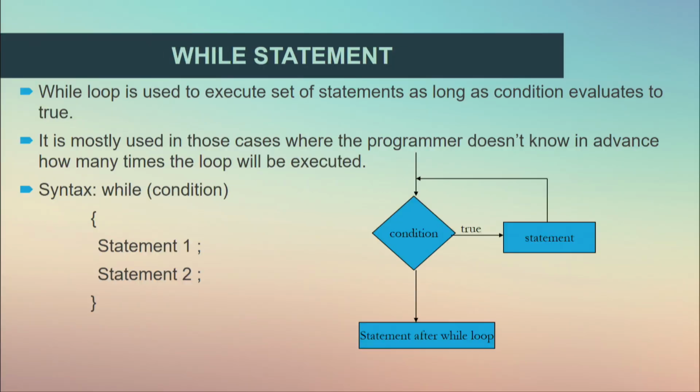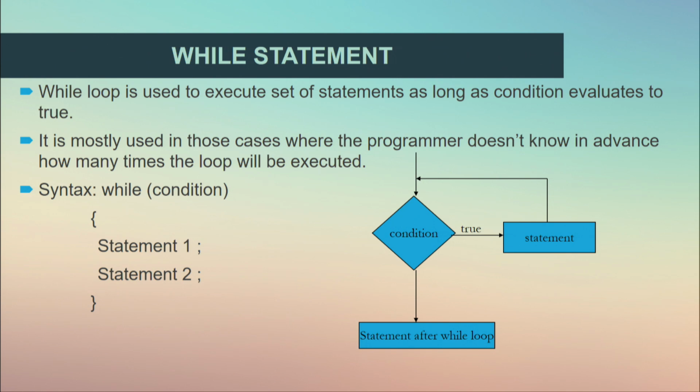While and for loops come under entry control loop, whereas do while loop comes under exit control loop. So, in this lecture, we will focus on learning more about while and do while statements. The while loop is used to execute a set of statements as long as the condition evaluates to true. We can see a flow chart wherein the condition will be checked first.